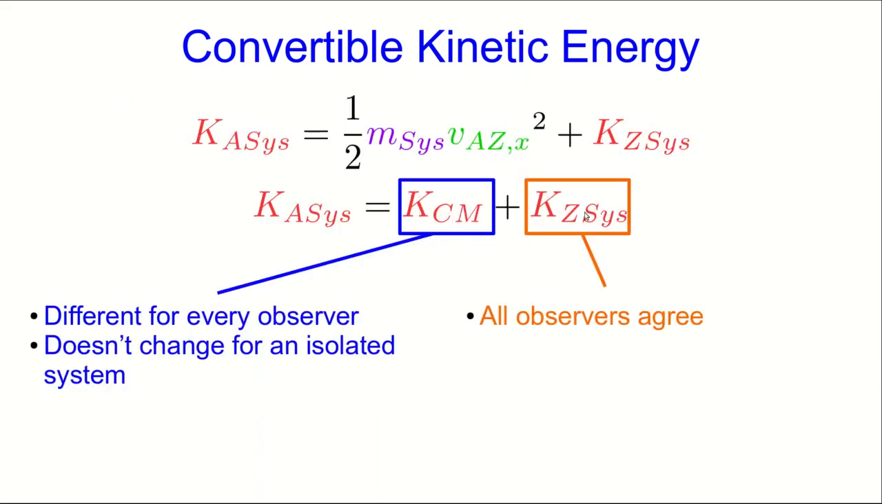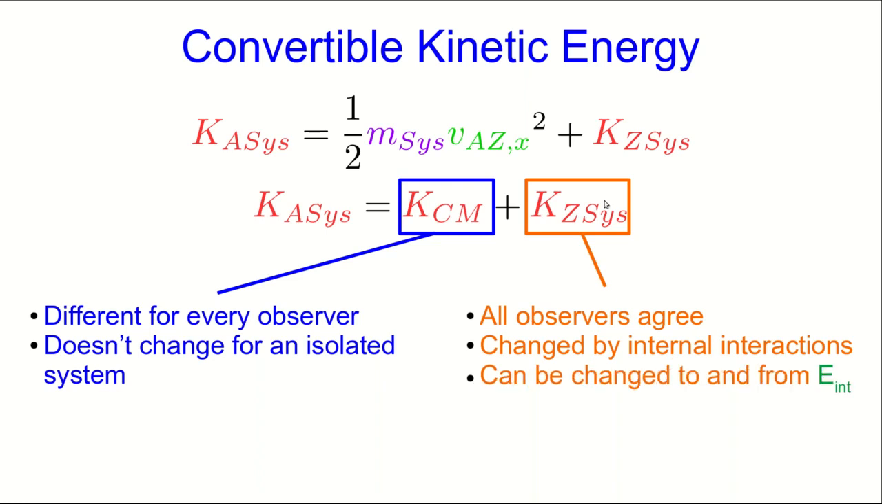On the other hand, all observers will always agree on this kinetic energy, that's the internal kinetic energy as measured from the zero momentum frame. This will be changed by internal interactions, because internal interactions change the relative velocities of the particles in the system. And so this is the part of the kinetic energy that can be exchanged back and forth with the internal energy of the system, or it can be converted. And so it often gets called the convertible kinetic energy.